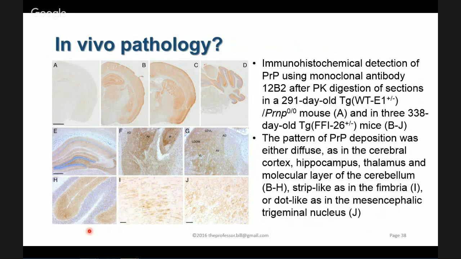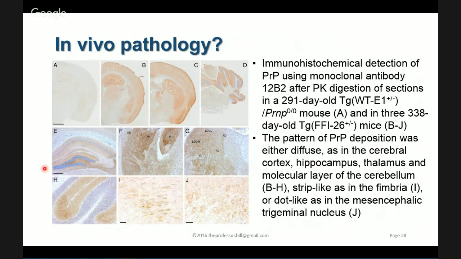So in the brain, throughout the cortex, in the hippocampus, and parts of the cerebellum that you see here, and other areas in the brain, we do see a lot of this aberrant PrP, the mutant form of the prion protein, that we detect only using this 12B2 antibody that detects aberrantly folded prion proteins in these mice.